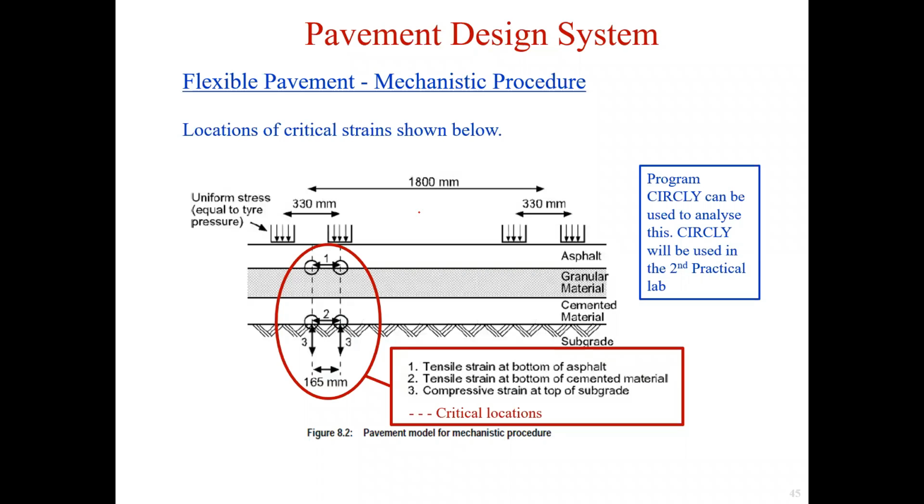In the previous lecture, we know the locations of critical strains are the tensile strain at the bottom of the asphalt, the tensile strain at the bottom of cemented materials, and the compressive strain at the top of subgrade. Since this case contains a spray seal instead of an asphalt layer on top, we do not need to consider the tensile strain at the bottom of asphalt. It did not contain a cemented layer, so we do not consider the tensile strain at the bottom of the cemented materials. So we only consider the compressive strain at the top of subgrade.